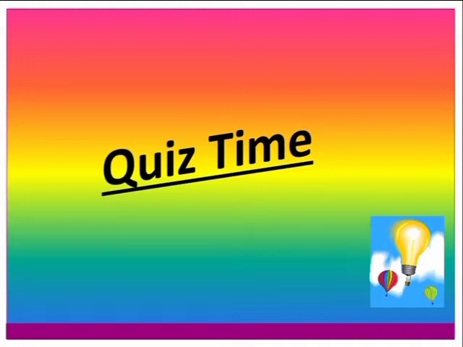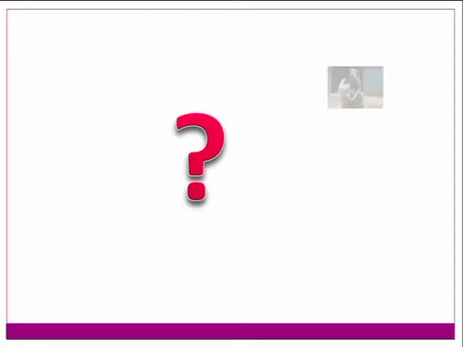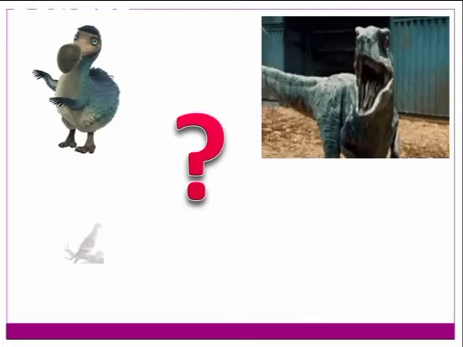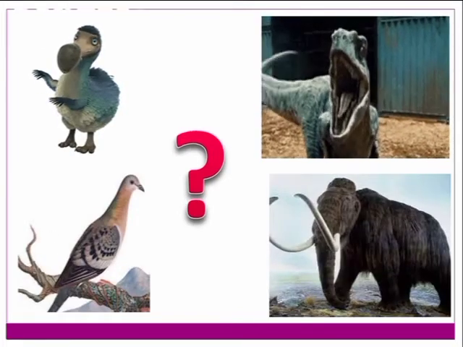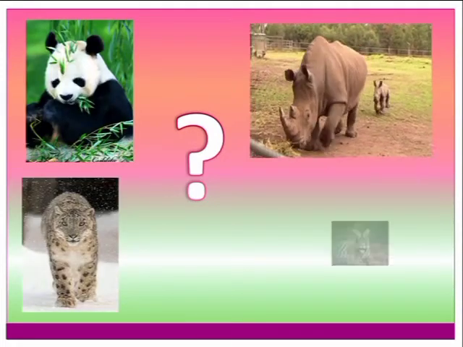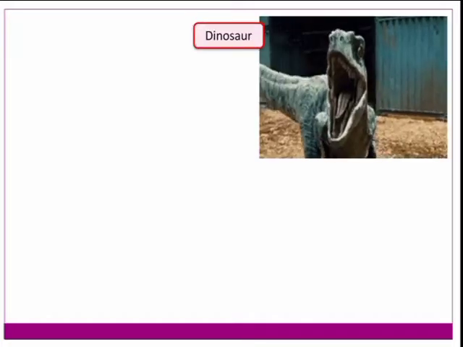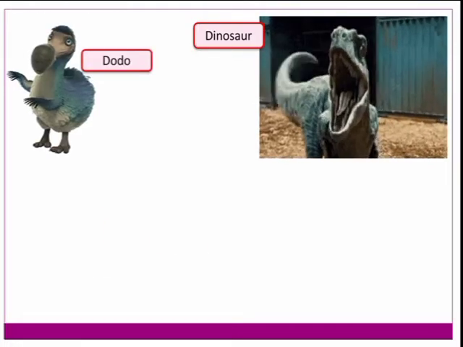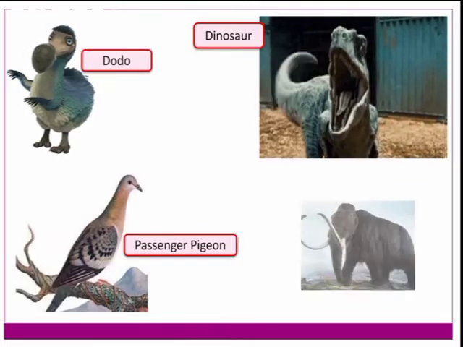Yes, we are going to start with a short quiz where you have to identify the animals with the given images. Now, let's cross check our answers. The first animal is dinosaur, second dodo, next is passenger pigeon, followed by mammoth.